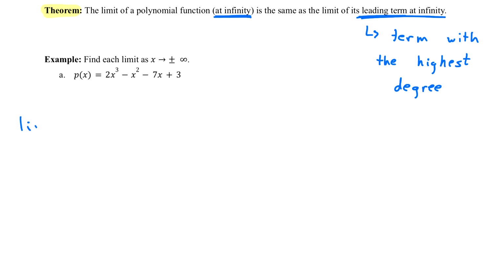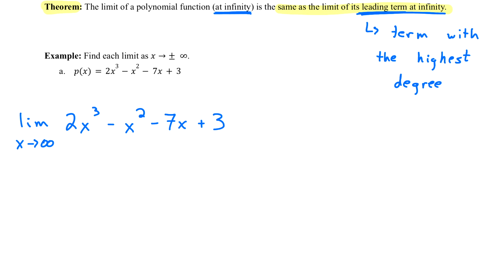So if I want to look at the limit as x approaches infinity of this function, p of x, here we've got 2x cubed minus x squared minus 7x plus 3. I say, hey, it's the same as the limit of its leading term. So I'm going to identify the leading term, the term with the highest degree or the highest power of our variable, which is 2x cubed. That's all I need to pay attention to.